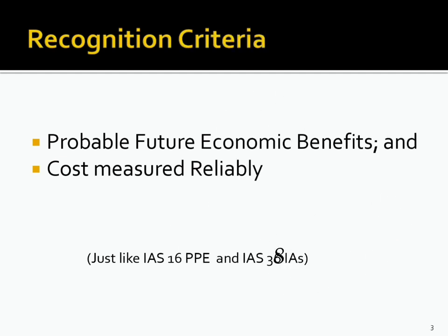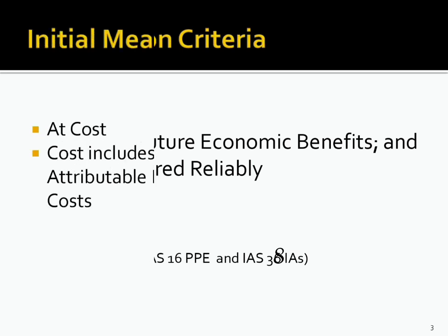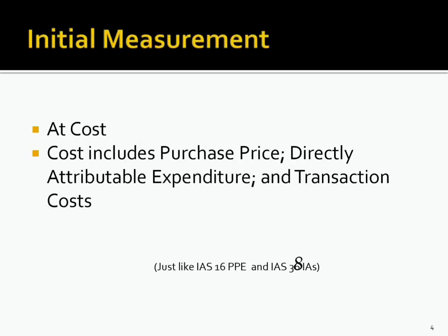So there are two recognition criteria. The first is it is probable that future economic benefits will flow to the entity relating to the asset. And second, the cost can be measured reliably. These criteria are the same as IAS 16 and IAS 38. Initial measurement. It is at cost, including directly attributable expenditure and transaction costs.